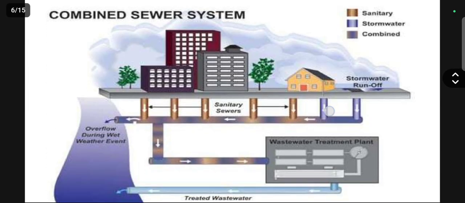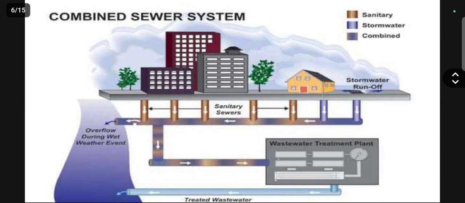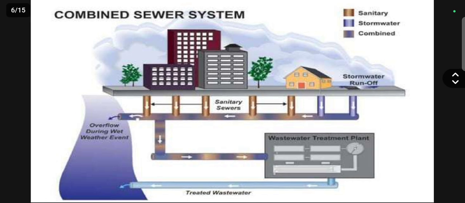Okay, this is the combined sewer system total diagram. Sanitary sewage and stormwater are combined in a single pipeline. See, there is only a single pipe holding both the sewage water and storm water.